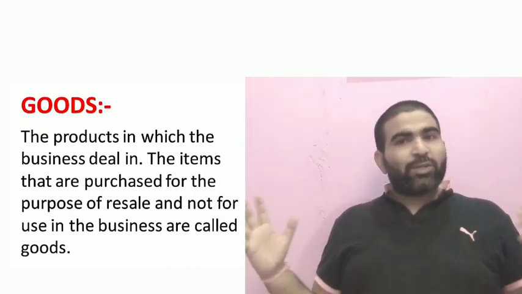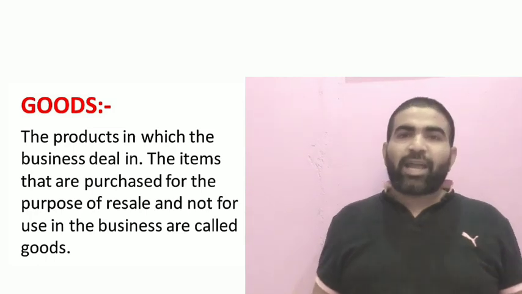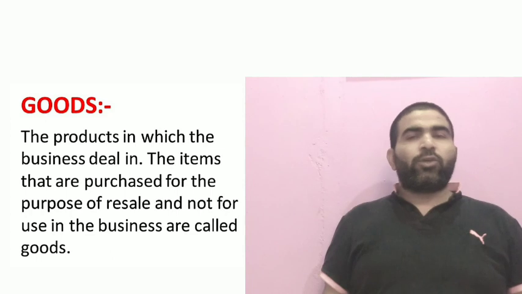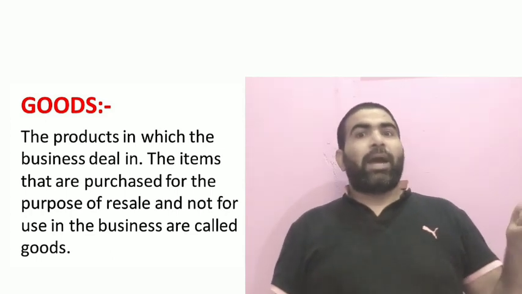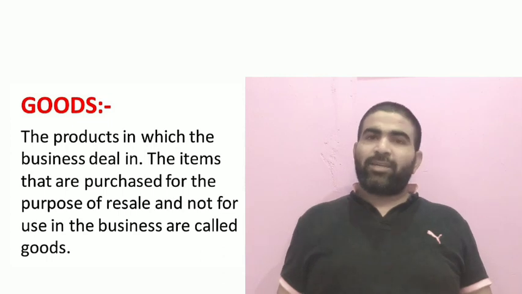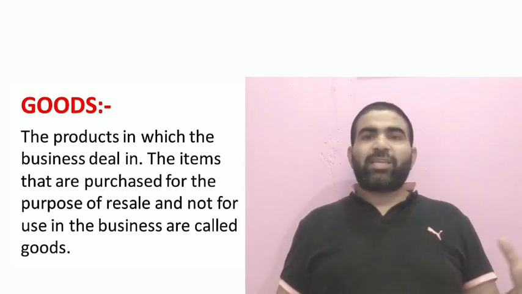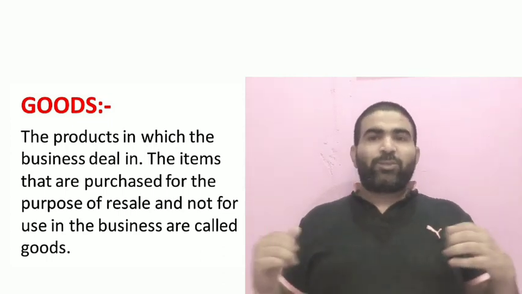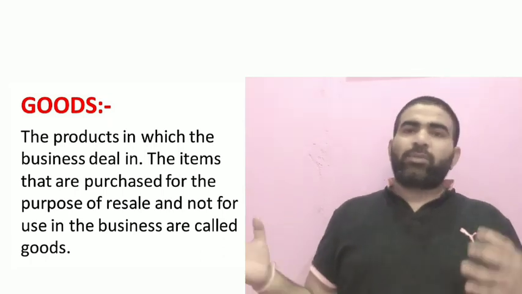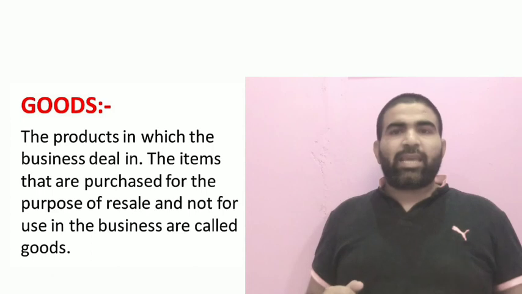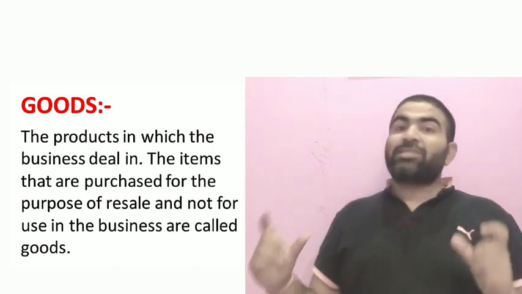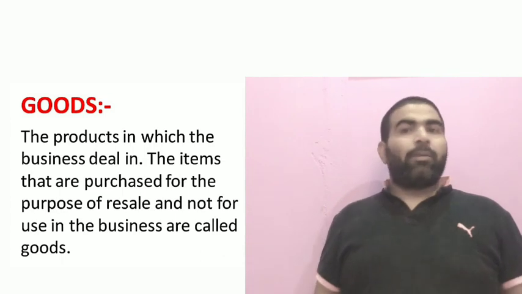So it's very simple to identify the goods. Let's take an example. If you have a bike shop, means you have a showroom of bikes, and you have taken a franchise of Hero. So if you are purchasing a motorbike from the Hero company for selling, that bike is treated as goods.